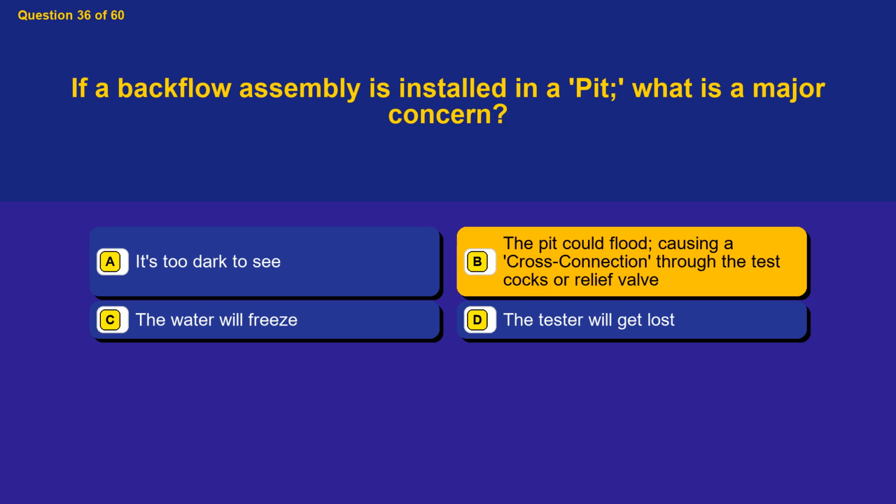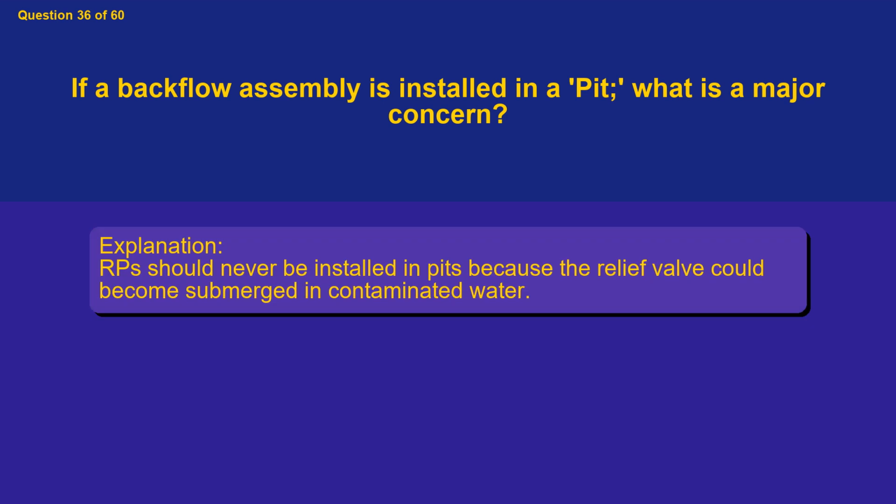The correct answer is option B, the pit could flood, causing a cross-connection through the test cocks or relief valve. RPs should never be installed in pits because the relief valve could become submerged in contaminated water.